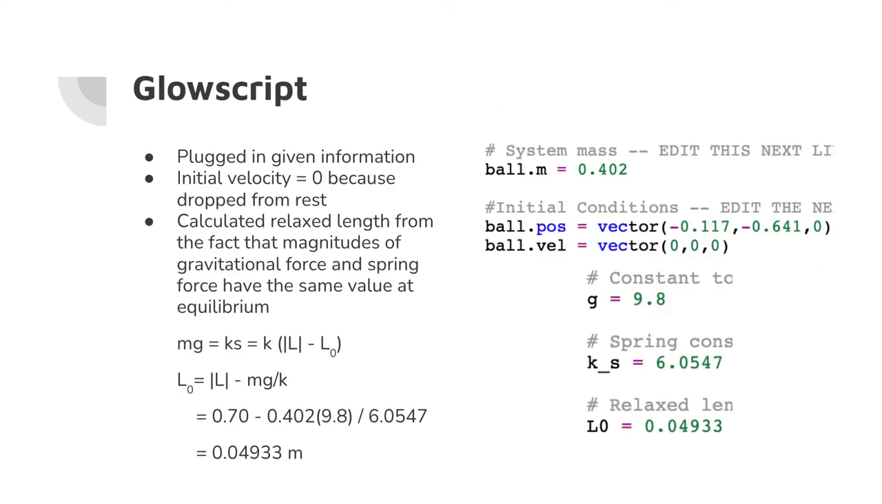In GlowScript, I plugged in all the values for the known variables, based on given information and initial observations as shown in previous slides. The relaxed length of the spring was found using fundamental principles. At equilibrium, the magnitudes of gravitational force and spring force have the same value. Thus, we can set them equal to each other and modify them to find the value for the relaxed length, which I solved to be about 0.04933 meters.